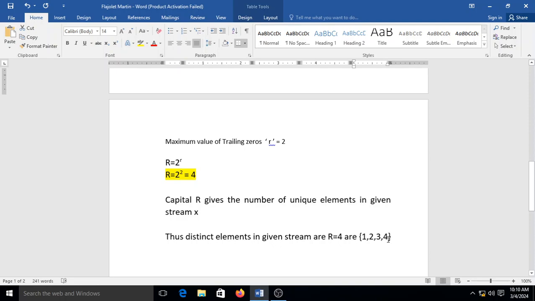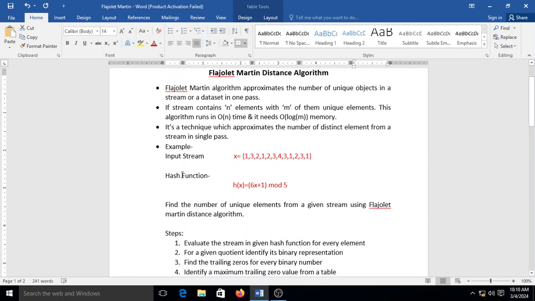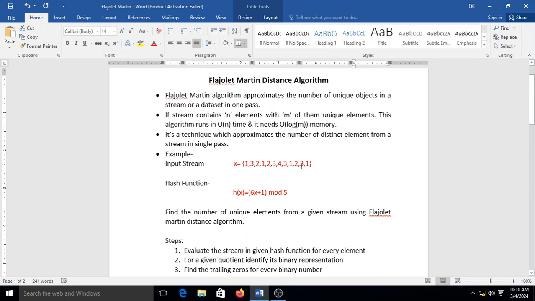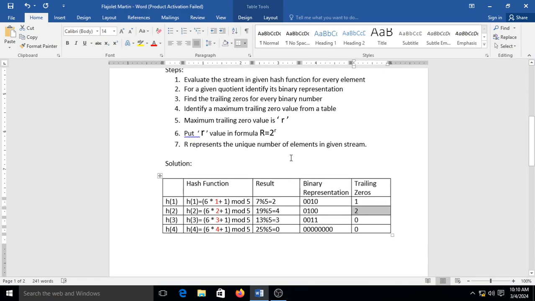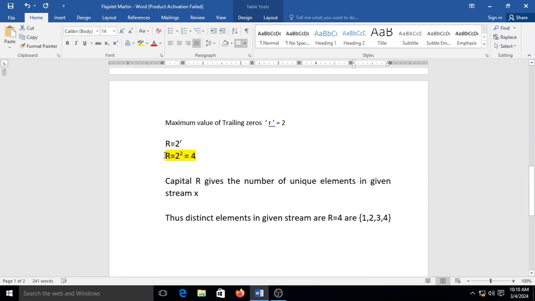So with this algorithm, the formula capital R equals 2 raised to r always gives the approximate number of distinct elements from a given stream. Even if our stream consists of an odd number of elements, it will always give us the number of unique elements as the result, capital R. So we'll stop here. Thank you.